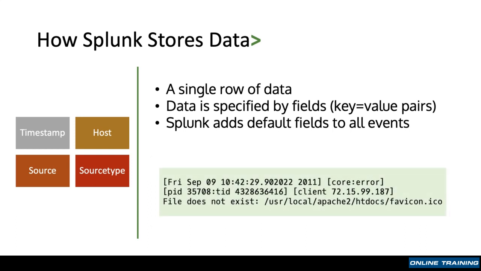For example, if you look in that green box, that's an Apache log file, and it has a very specific format. And the source type for that is going to default to access_combined. That's just what the Apache log file source type is.